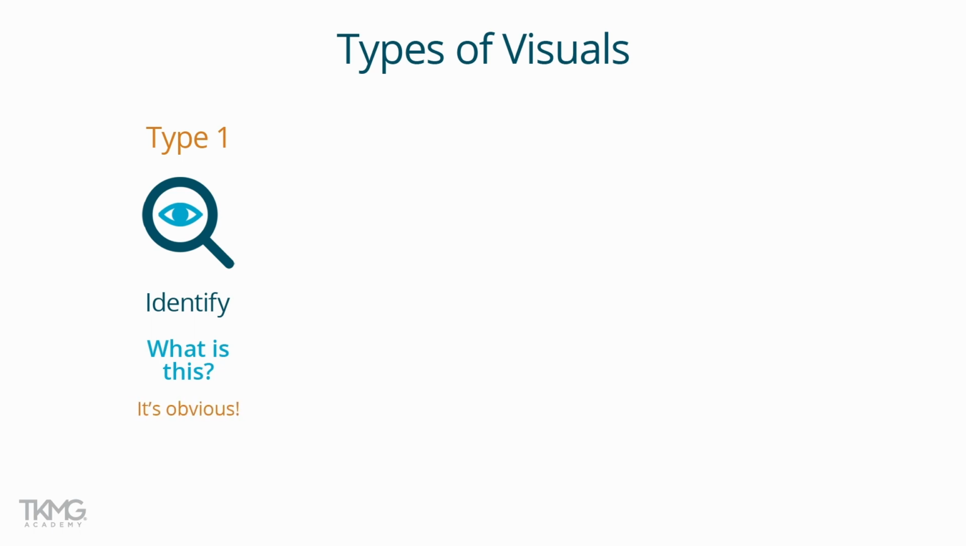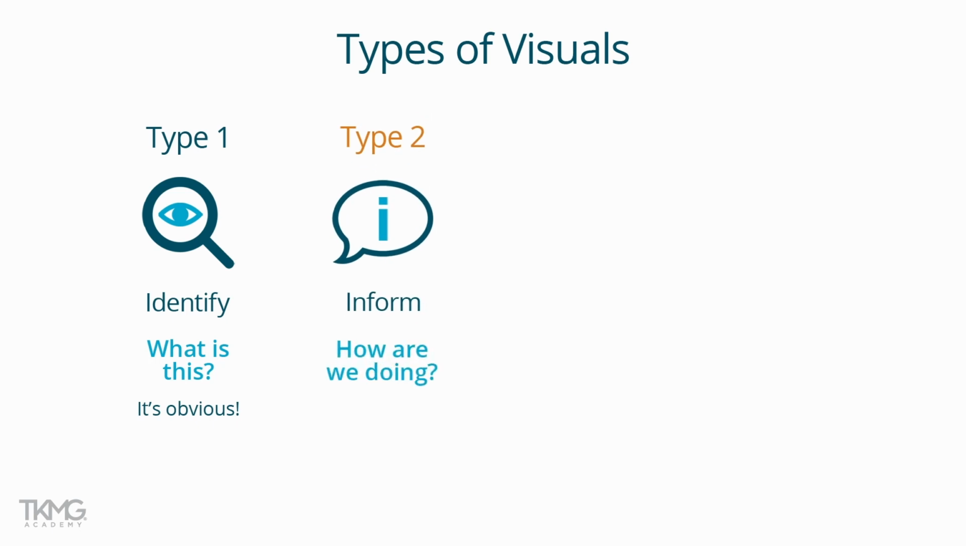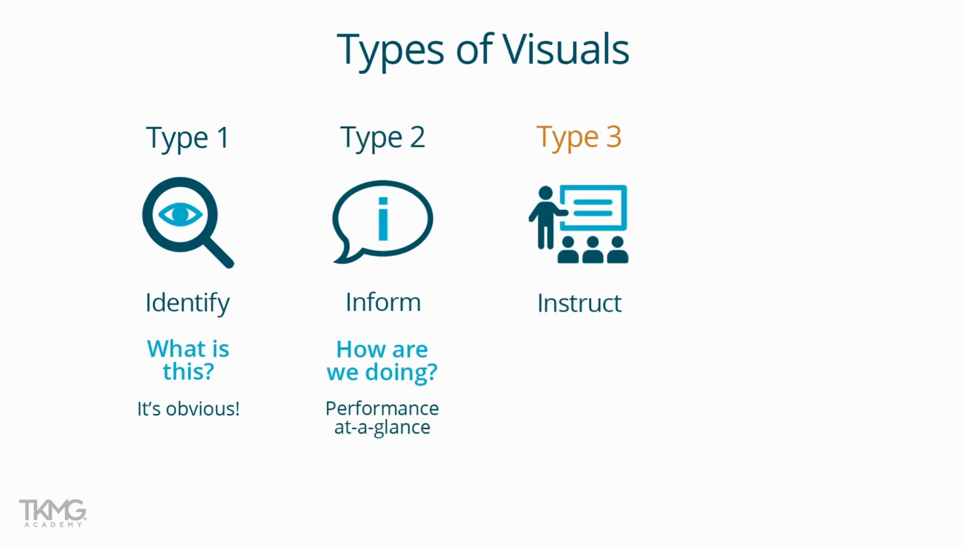It's always obvious. Type 2 visuals inform. They answer the question, how are we doing? Everyone should know how they're performing, how the processes are performing, how the organization is performing at all times. Team members shouldn't have to wonder whether or not a process is meeting customer deadlines, if the current state is visually apparent.